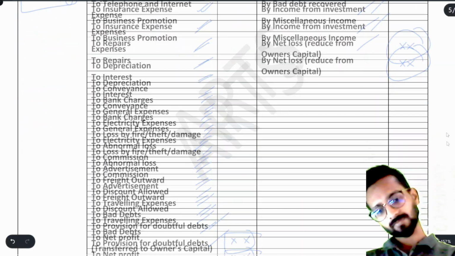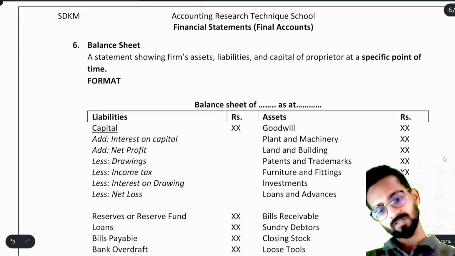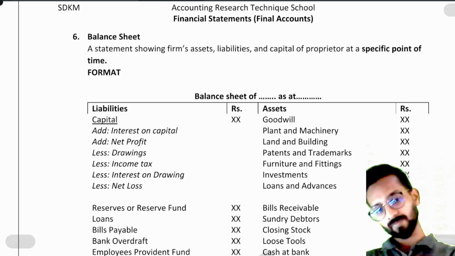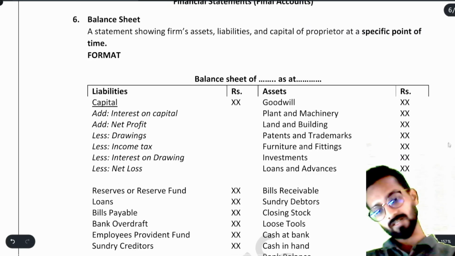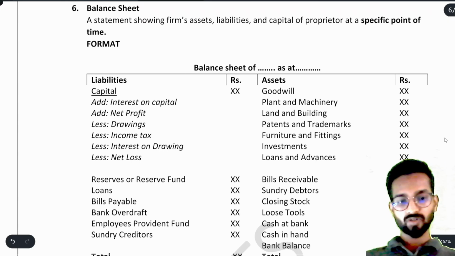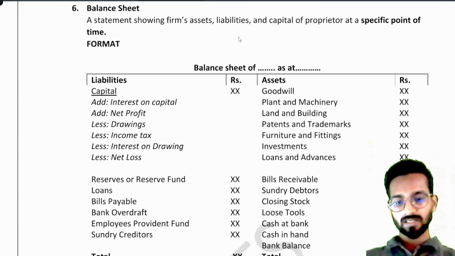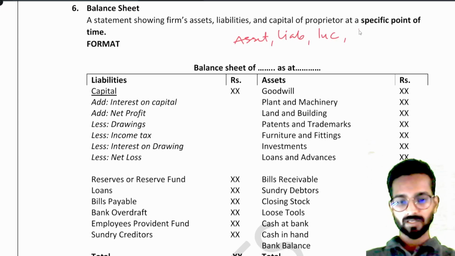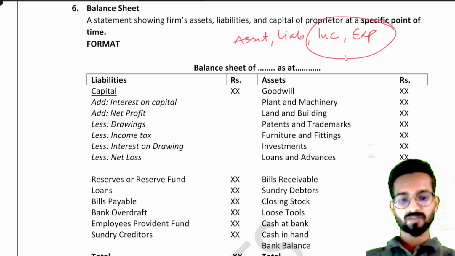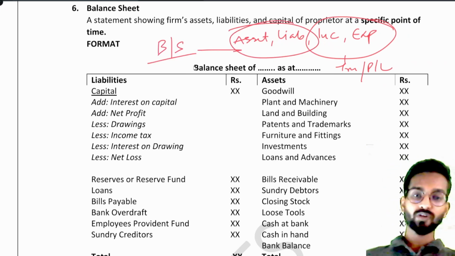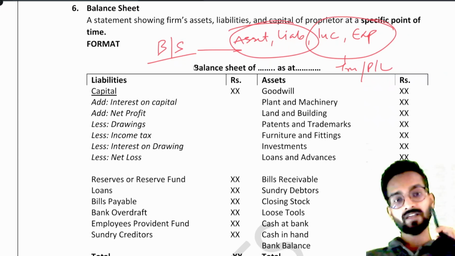Now, after this is our profit and loss account. After trading and profit and loss, what you will get? Balance sheet. If you have already seen our basic fundamentals video, we have already read that there are only 4 pillars. What are the 4 pillars? Asset, liability, incomes and expenses. For income and expenses, we are preparing trading and P&L account. For asset and liability, we will be preparing the balance sheet. In that fundamentals video also, I have already discussed this.